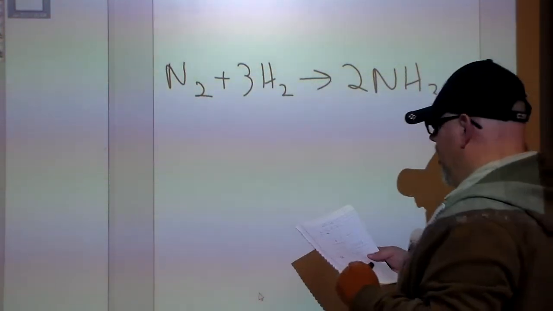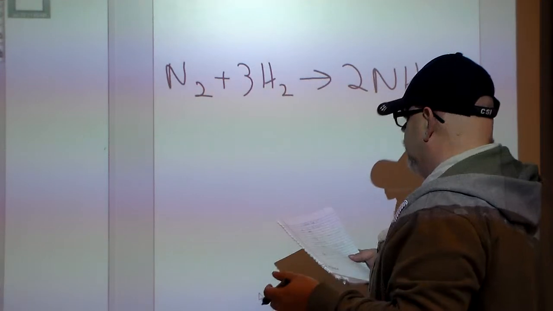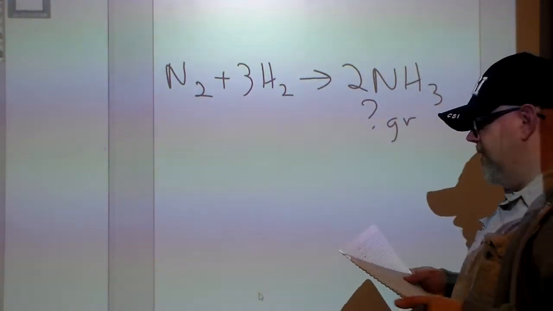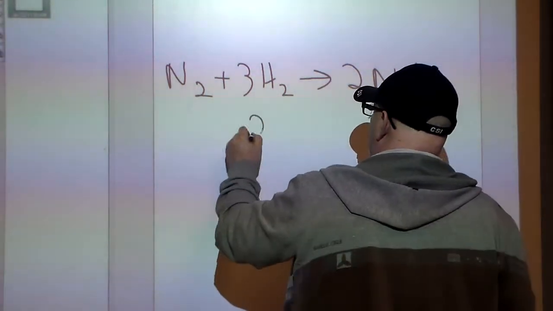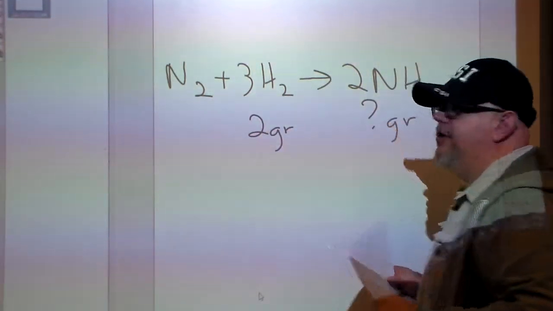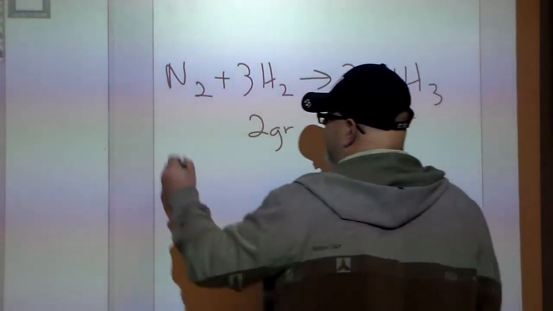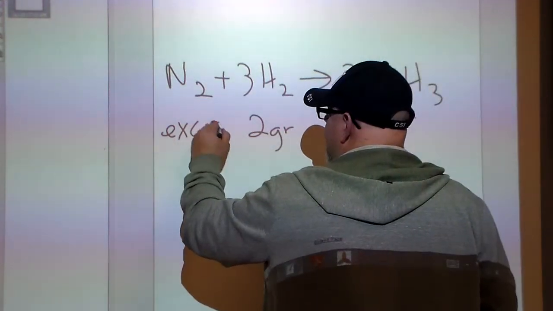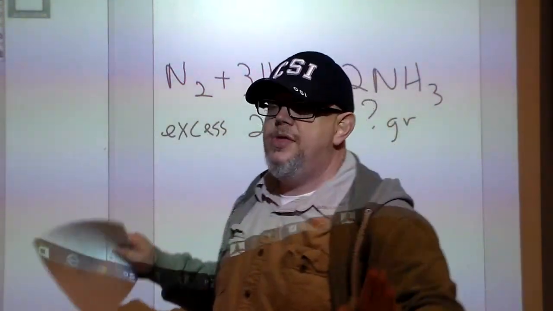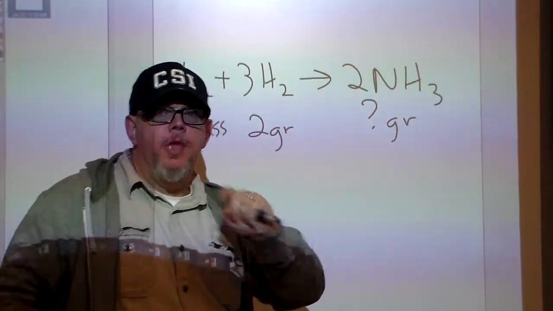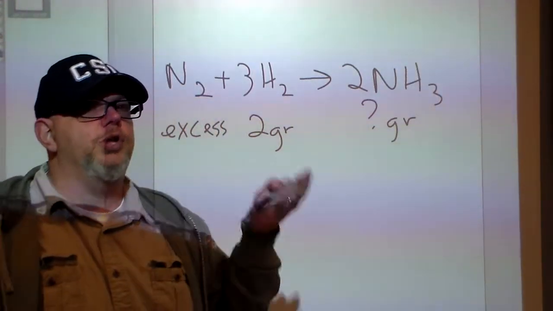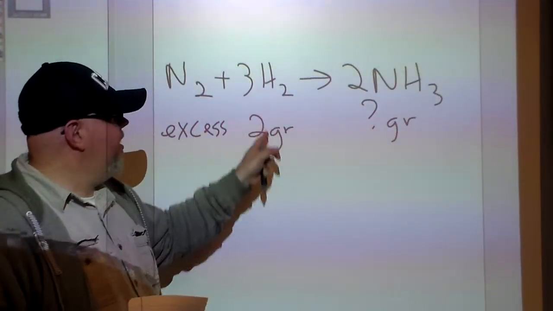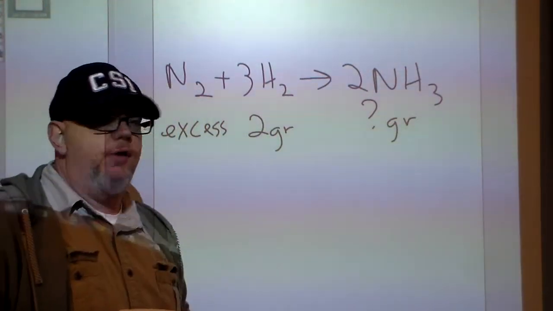Now, typically, we need to know how much product we're going to make. So we don't know what that is. And in this case here, well, we're a little stingy. We got 2 grams of hydrogen gas. And, well, let's face it, there is so much nitrogen in the air. We have something called excess. Excess means we have more than enough to make this reaction happen. So that means one of the reactants is going to run out. What is going to be our limiting reactant? Well, that's going to be the hydrogen, because the hydrogen is going to run out first.